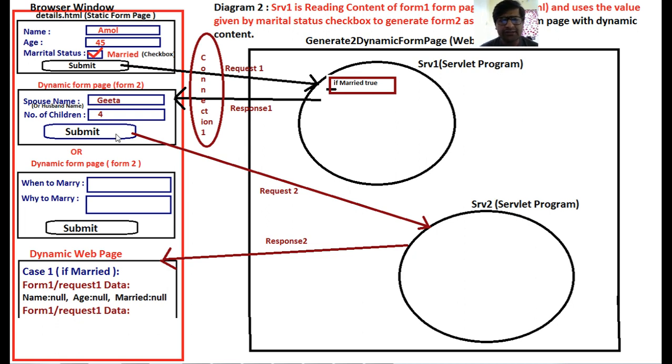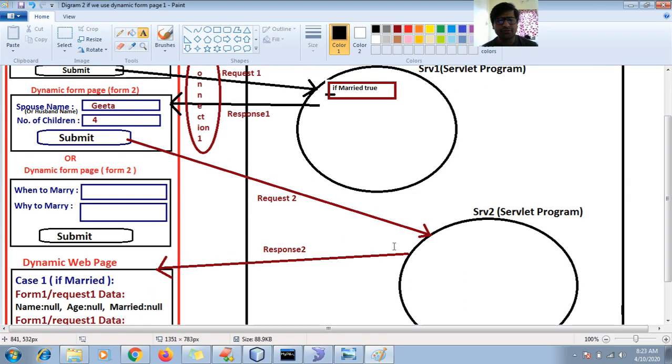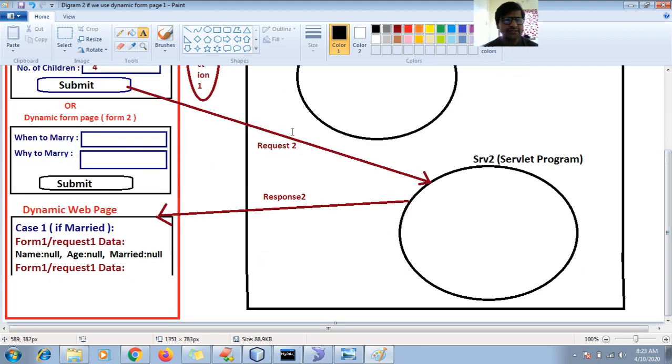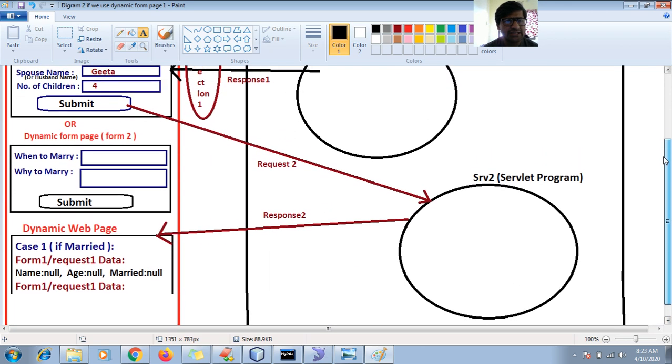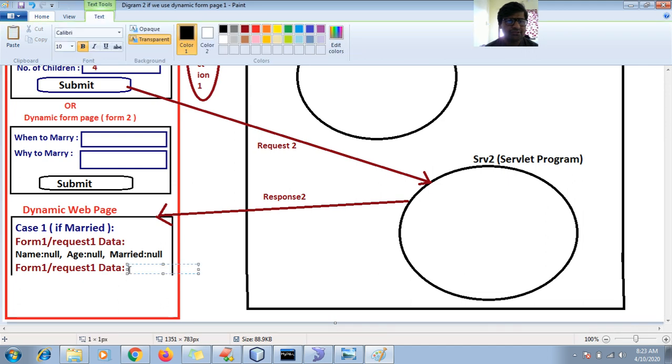Whenever the end user submits this dynamic form page or clicks on submit, the request will be sent to Servlet program 2. Servlet program 2 traps that request and tries to show the information as a dynamic web page on my browser. So here the user has entered his spouse name as Geeta and number of children as 4, right? So you can see the contents.